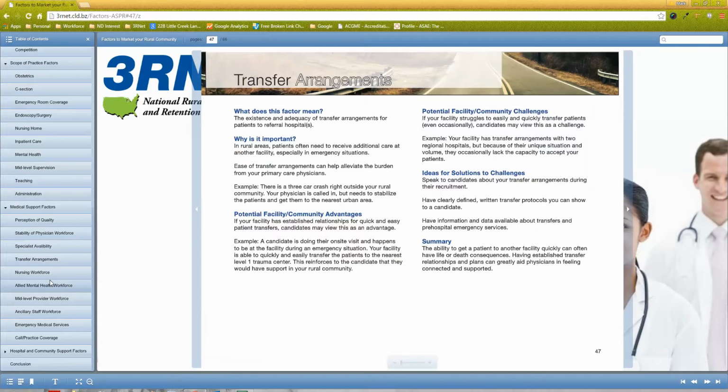And if you have really good transfer arrangements, if you can pick up the phone and get your patient out of there really quickly and efficiently, that's a big deal for a provider to come in, right? Because it cuts back on that isolation. So again, that's just one example, but hopefully this book is a way to start sparking facilities to think about their opportunity in some of these parameters.